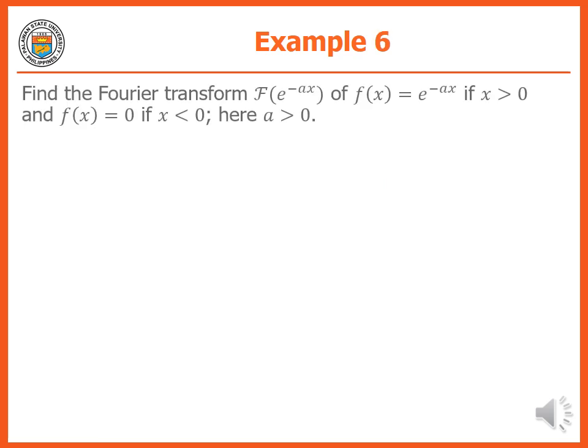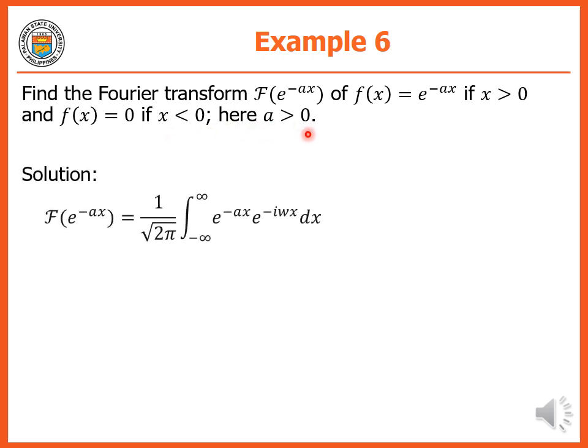Okay, last example. Find the Fourier transform of the function f of x equal to e raised to negative ax if x is greater than 0, and f of x equal to 0 if x is less than 0. In here, a is greater than 0.